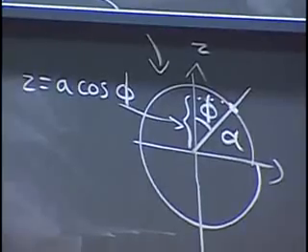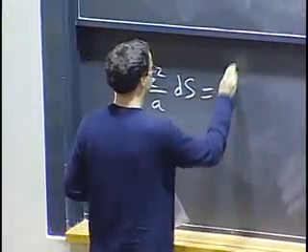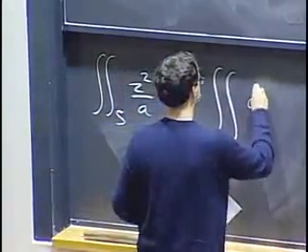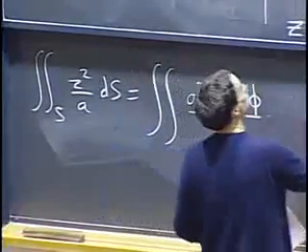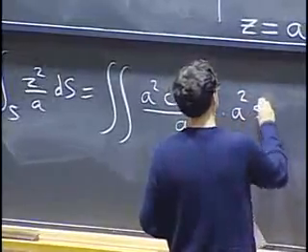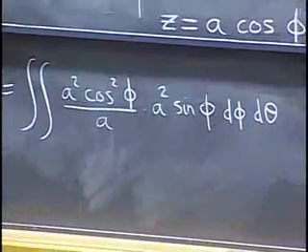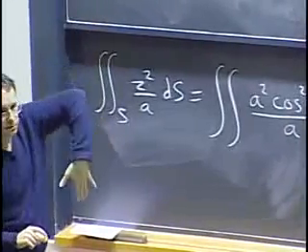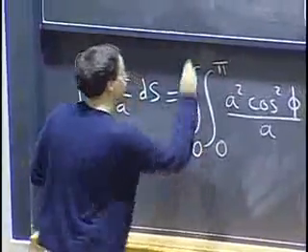So now I have everything I need to compute my double integral. Z squared over a ds will become a double integral of, so z squared becomes a squared cosine squared phi, over a, times ds becomes a squared sine phi d phi d theta. Now I need to set up bounds. Well, what are the bounds? Phi goes all the way from 0 to pi, because we go all the way from the North Pole to the South Pole. And theta goes from 0 to 2 pi.